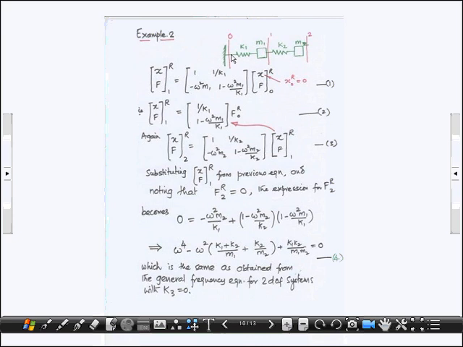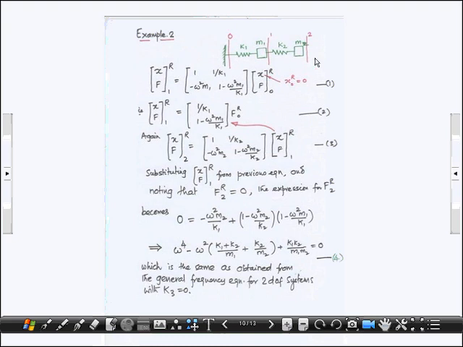In this example, what we will do is study the natural frequencies and mode shapes using Holzer's method. We have seen this example earlier, and now we will use Holzer's method. How to use Holzer's method?